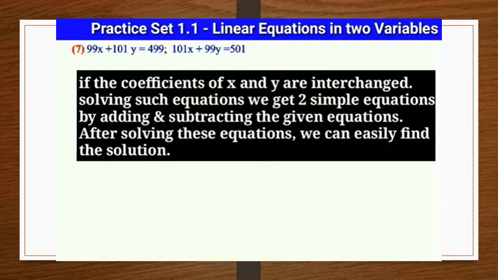If the variable coefficients are interchanged, then we have to follow addition of the two equations, and we will get equation number 3. Subtraction of the two, we will get equation number 4. And those two equations, after solving, we will get the value of x and y. So let's begin now.